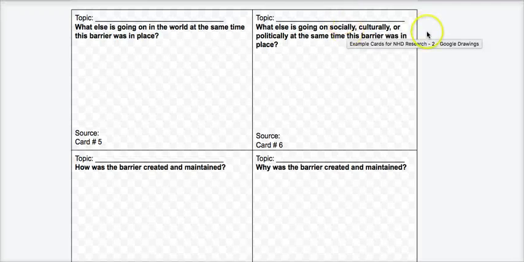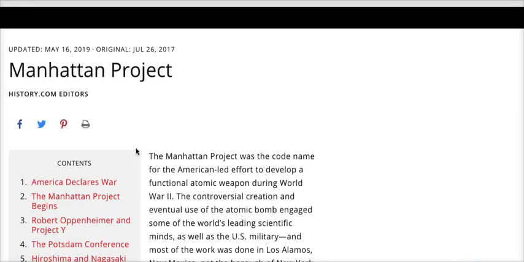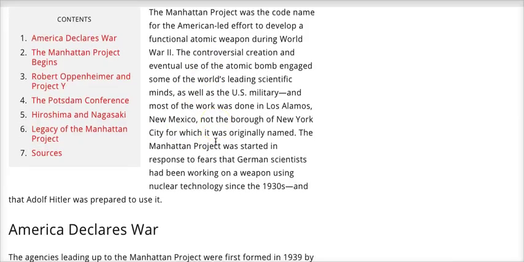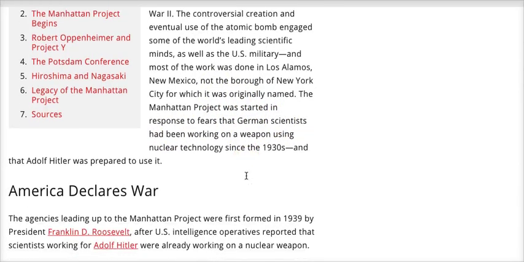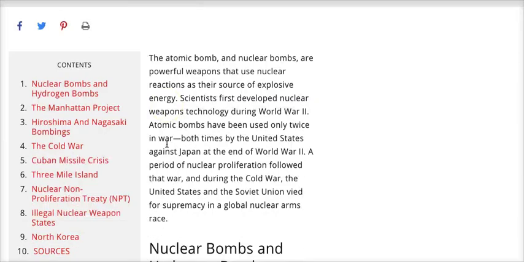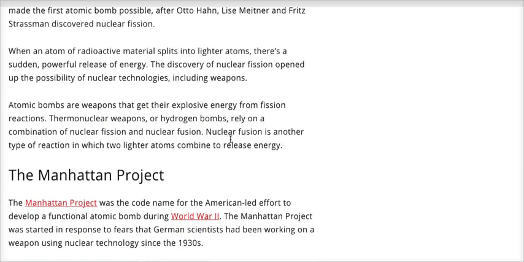Here's the second set of cards. This is about context: what else is going on in the world at the same time this barrier was in place. For me, I have to talk about World War II, and what it says in this article. It talks about how it was in response to fears that German scientists had been working on the weapon. Essentially, if you look here at the atomic bomb one, it says that it was a race. It was a race to develop nuclear weapons. Where does it say that?